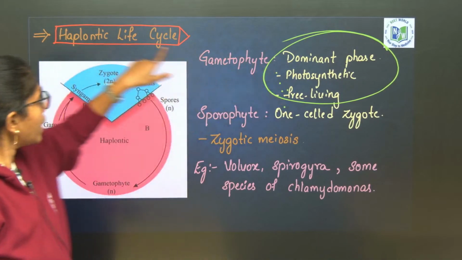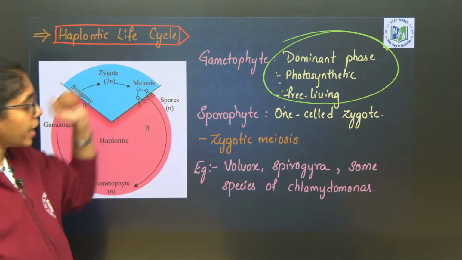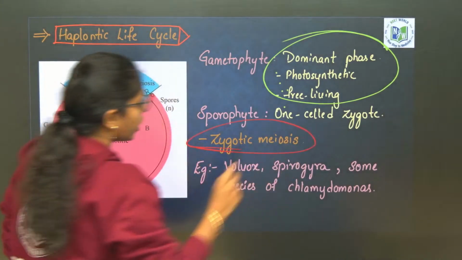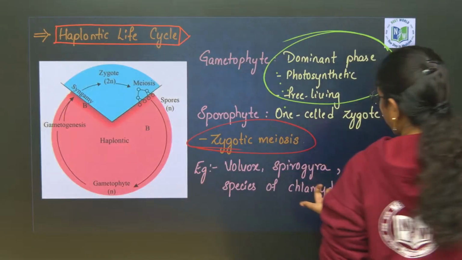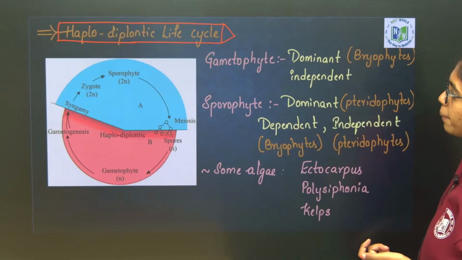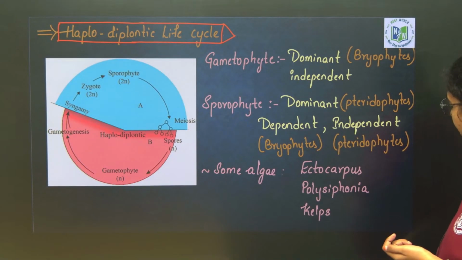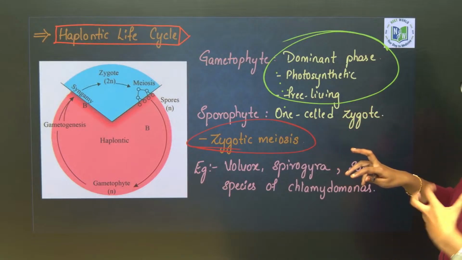That is why it is what? Haplontic life cycle. And here what meiosis will happen? Zygotic meiosis. Examples under this you can take are Volvox, Spirogyra and some species of Chlamydomonas. But from the algae there are a few exceptions.